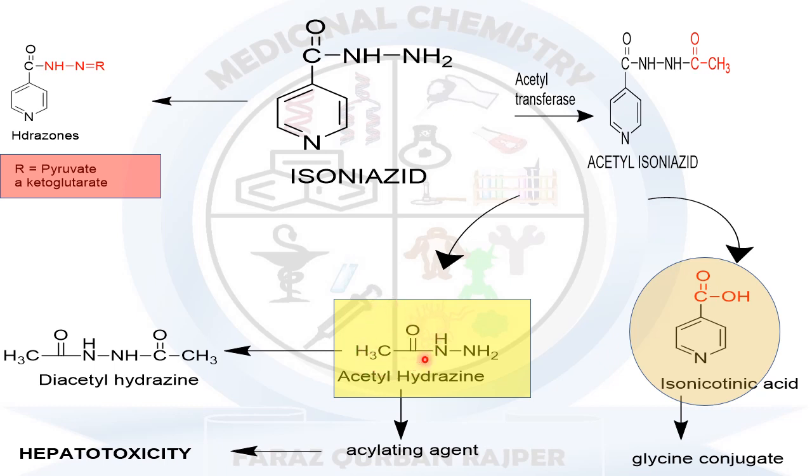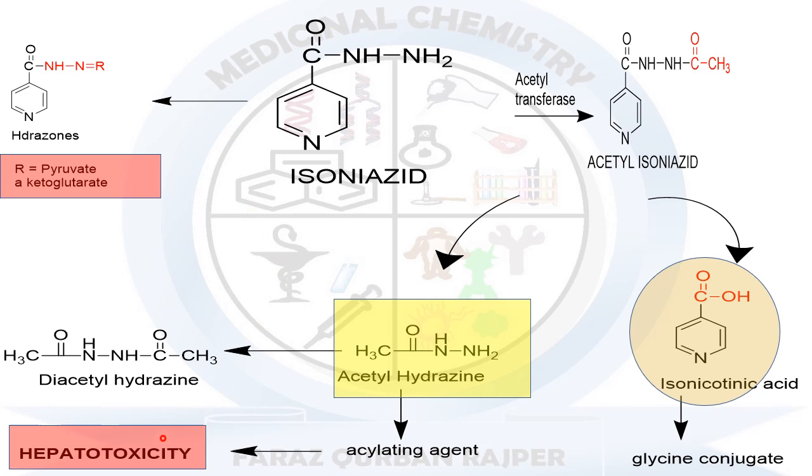Only one acetyl group is present, but in the second acetylation the second acetyl group is introduced. So you may observe this is the diacetylhydrazine. Now this is more active and has the affinity to cause the hepatotoxicity that occurs with the isoniazid drug. So this is basically one of the most important metabolic pathways for the metabolism of isoniazid.